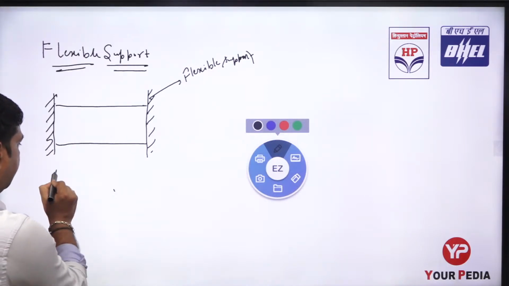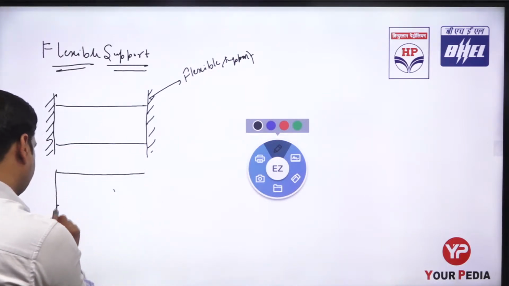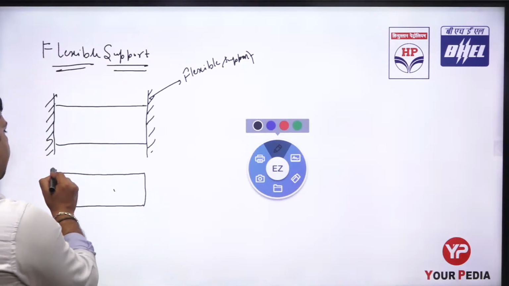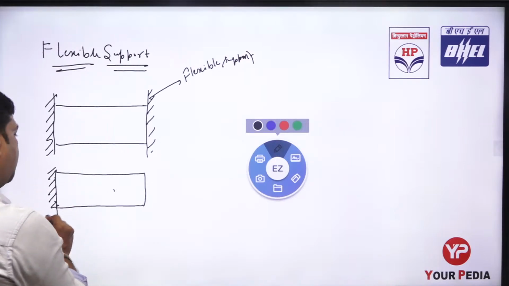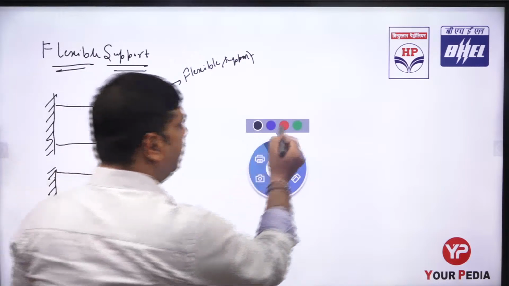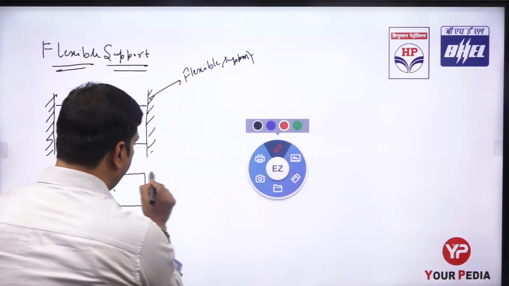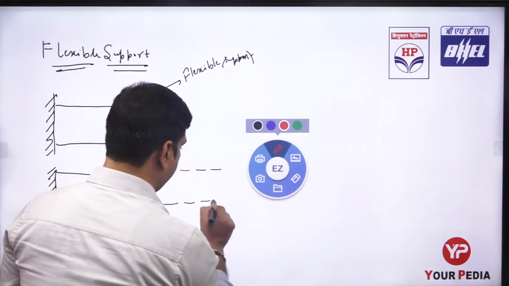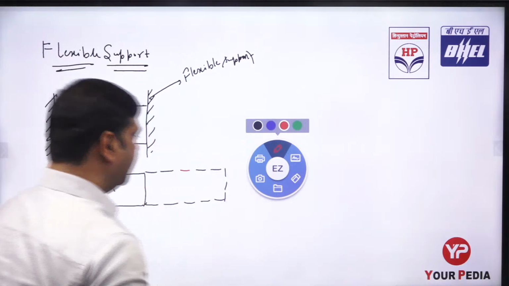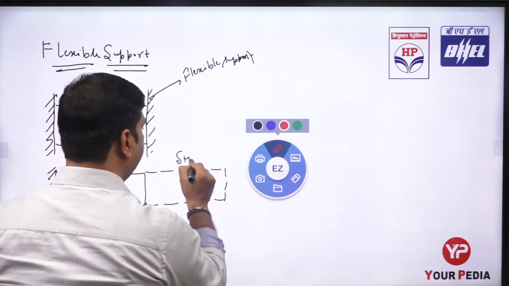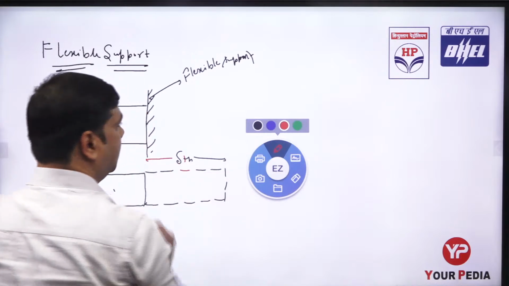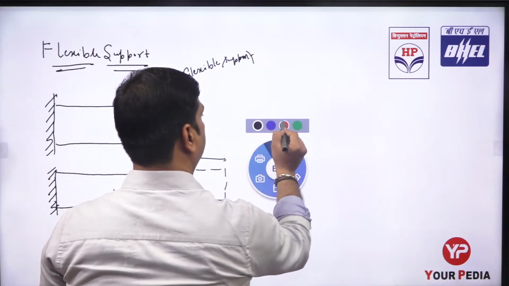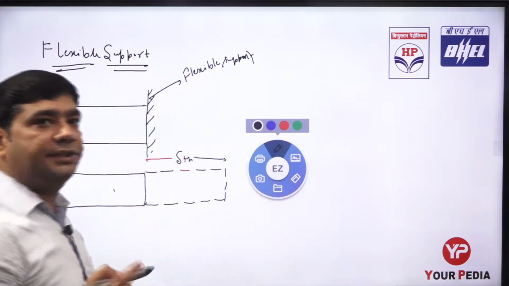If this bar is freely expanded, let us assume there is no support at the fixed end, then the bar is going to extend like this. This is the thermal expansion, delta th, if there is no restriction on the fixed end.